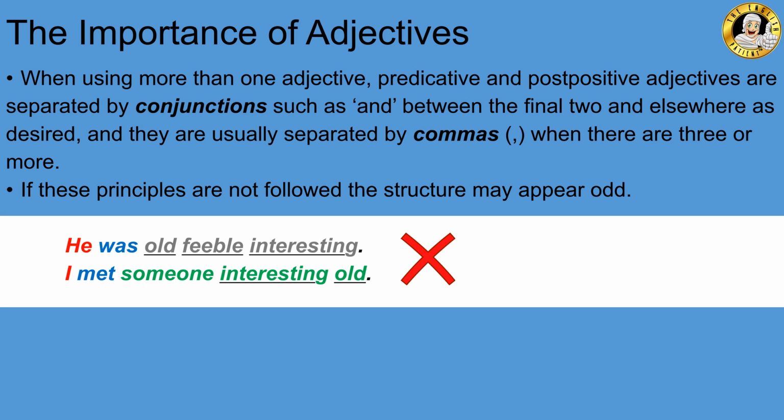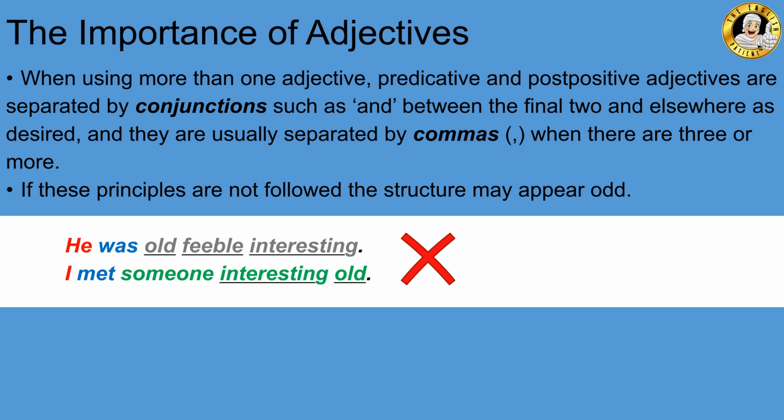So here, for example, "he was old, feeble, interesting." Okay. But it would be better to have "old" followed by a comma to represent a pause, "feeble," and a comma after it would be optional in this case, because there should be "and" as well between the final two here. So it sounds strange. In writing, it looks wrong.